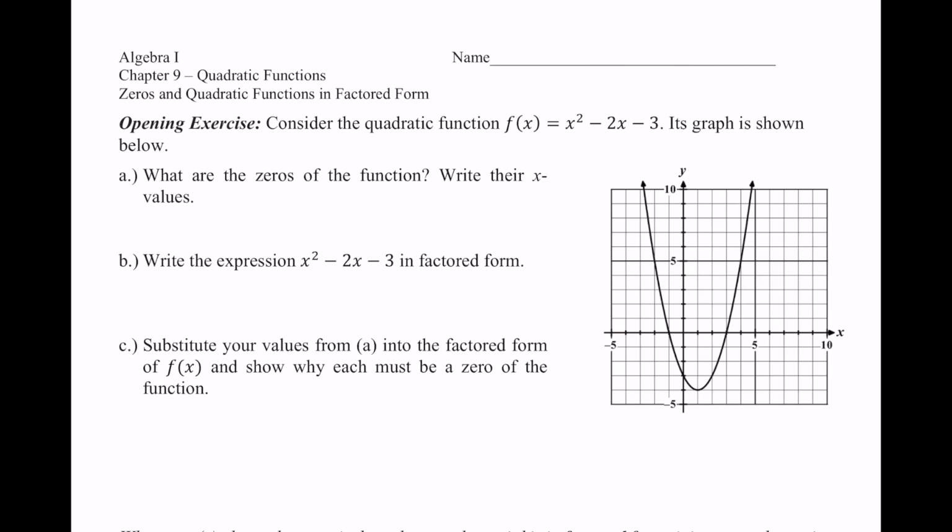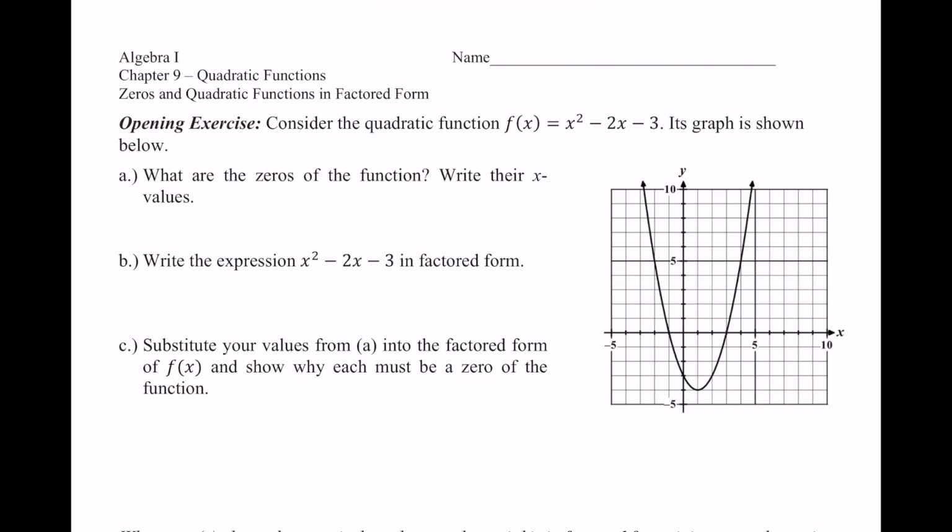Welcome to today's lesson on zeros and quadratic functions in factored form. All right, let's take a look at the opening exercise. Consider the quadratic function f of x equals x squared minus 2x minus 3. Its graph is shown below.